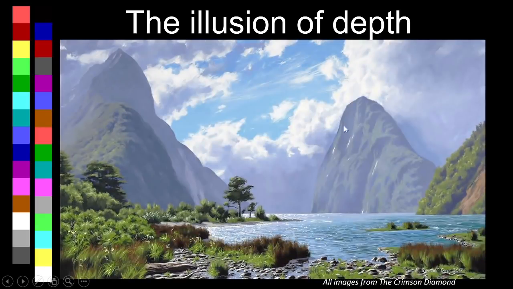And here's an example of the atmospheric perspective that I mentioned before, how the hills and mountains in the back are blue, and they get bluer and less distinct as they recede into the background.